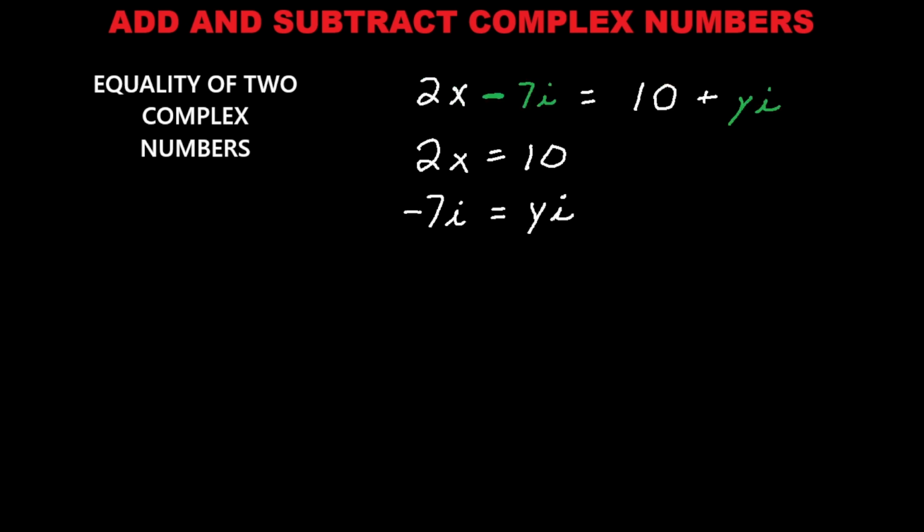giving us -7i equals yi. And then what I'm going to do is solve both of these. Well, 2x equals 10. If I divide both sides by 2, I get x equals 5.